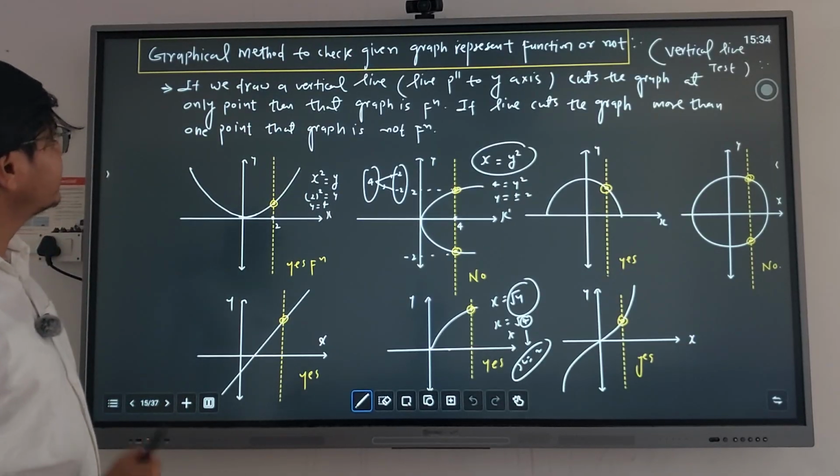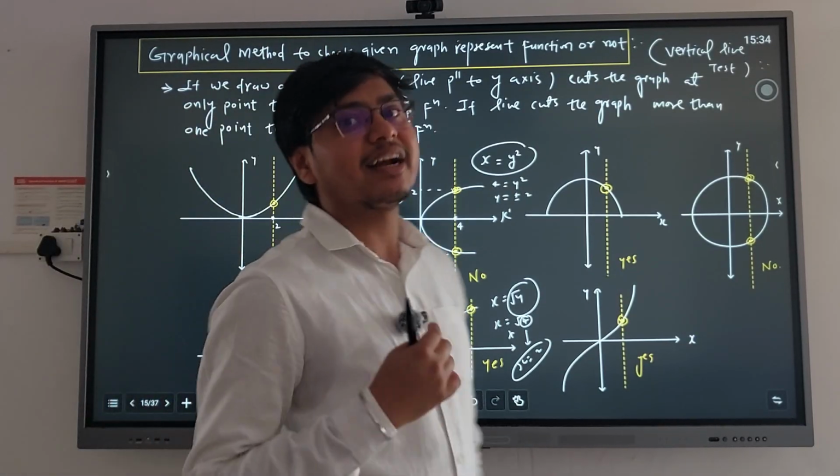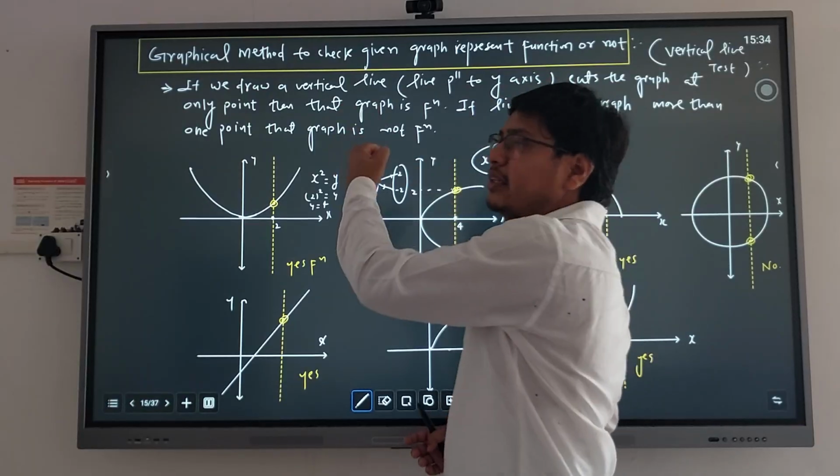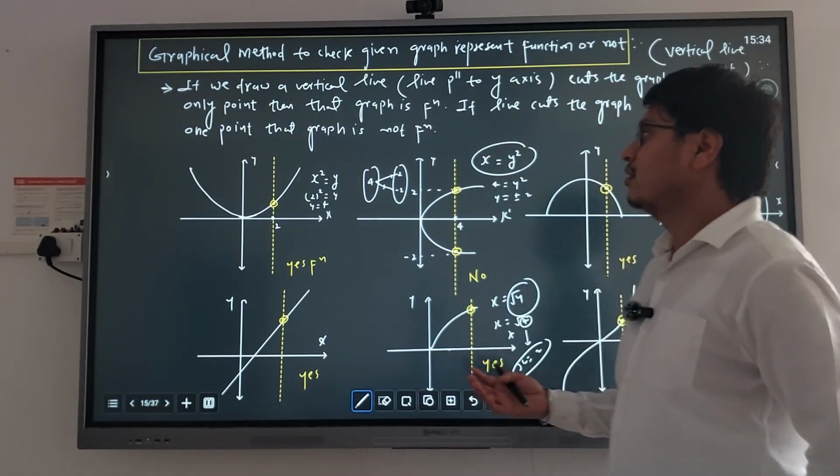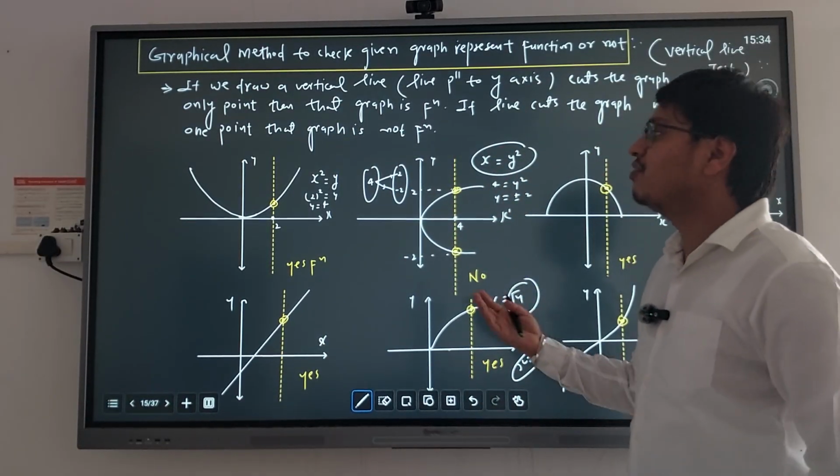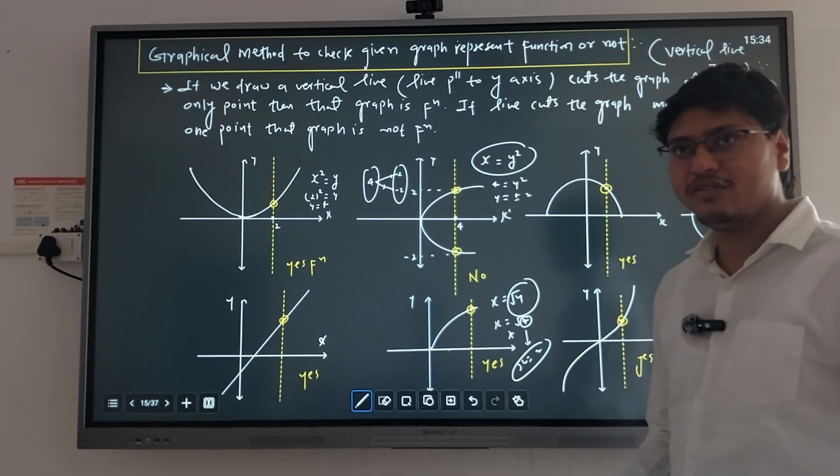Okay. Next I will present the graphical representation, and how we graphically check whether a given expression is a function or not, or whether a given graph is a function or not.